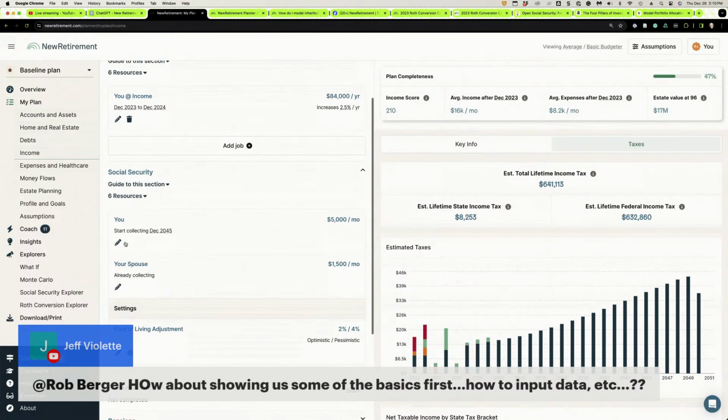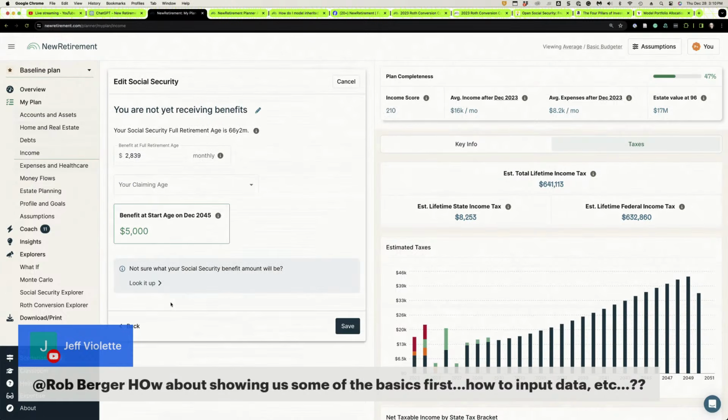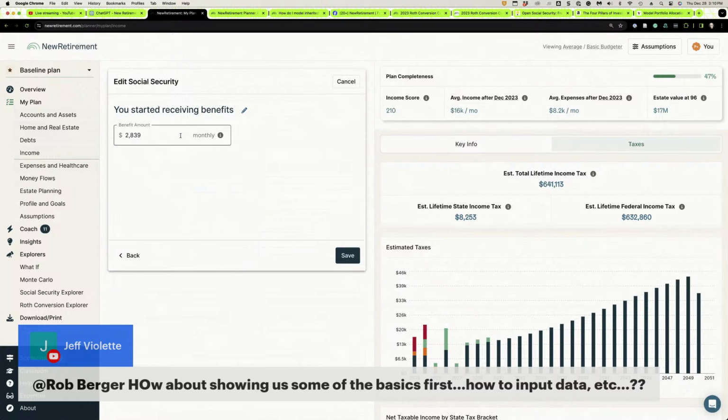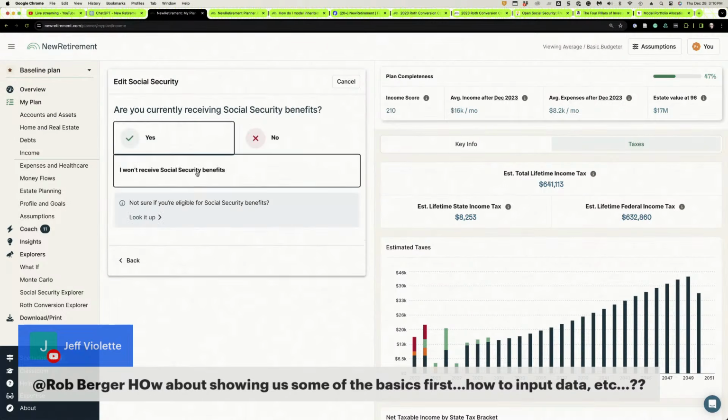Social Security, the way they start with this is your benefit at your full retirement age. And you can get that from the Social Security Administration. You can put in what age you plan to claim your Social Security. Let me go back here.